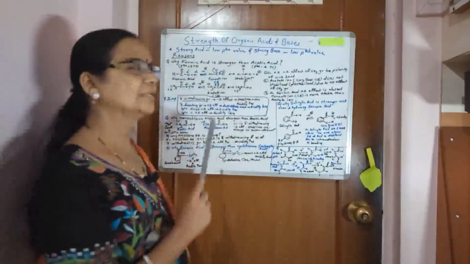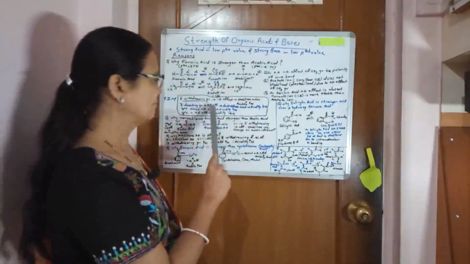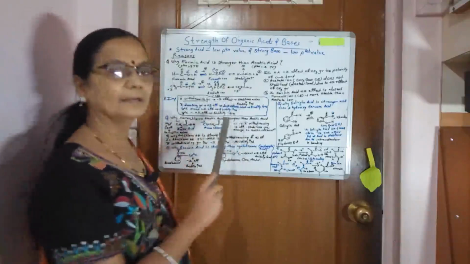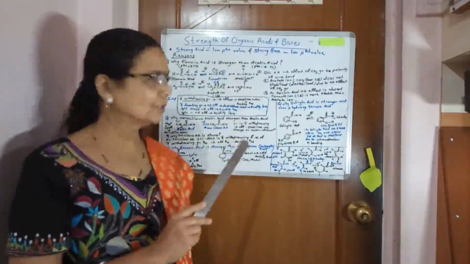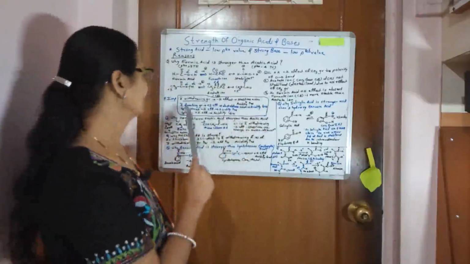Exactly opposite to this, if electron donating groups are there, then it shows the plus I effect. Due to plus I effect, it does not stabilize the anion, means it does not stabilize the conjugate base, and due to that acidity decreases.